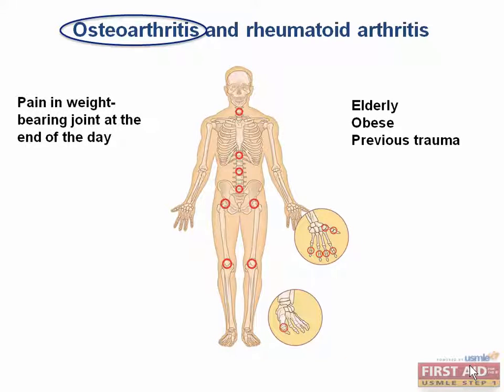Usually an older individual with pain in the weight-bearing joint after repeated use, particularly at the end of the day. Usually this pain improves with rest. When it's in the knee, it's usually the medial aspect of the knee. What else is classic for osteoarthritis? Well, for one, it's a non-inflammatory arthritis.